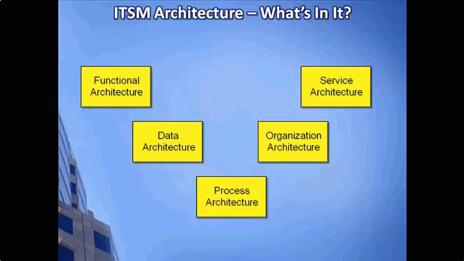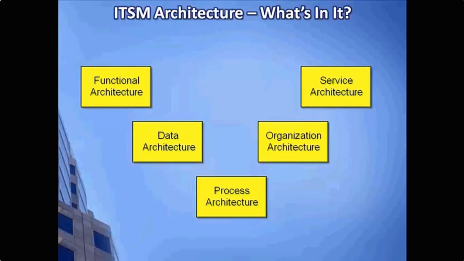In your IT service management architecture, what really goes inside this? The details behind this are included with the Architecting ITIL book, which is part of your student materials. However, at a broad brush, let's take a look at the kinds of things that go into the architecture. Note here I've got a functional architecture, data architecture, process architecture, organization architecture, and a service architecture.